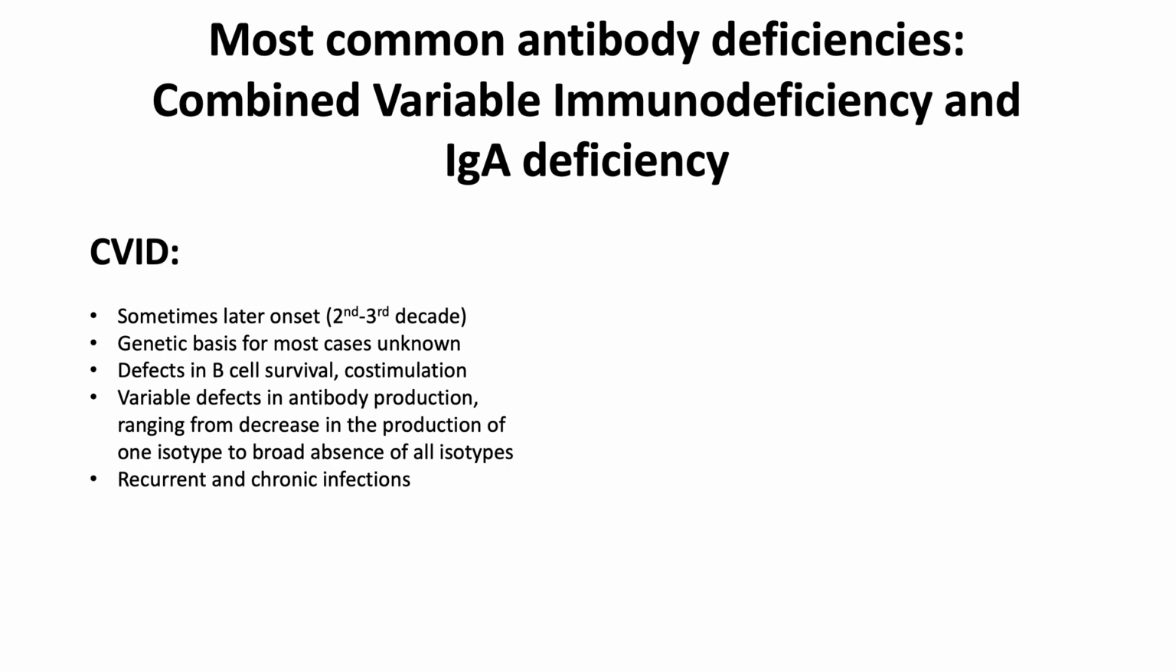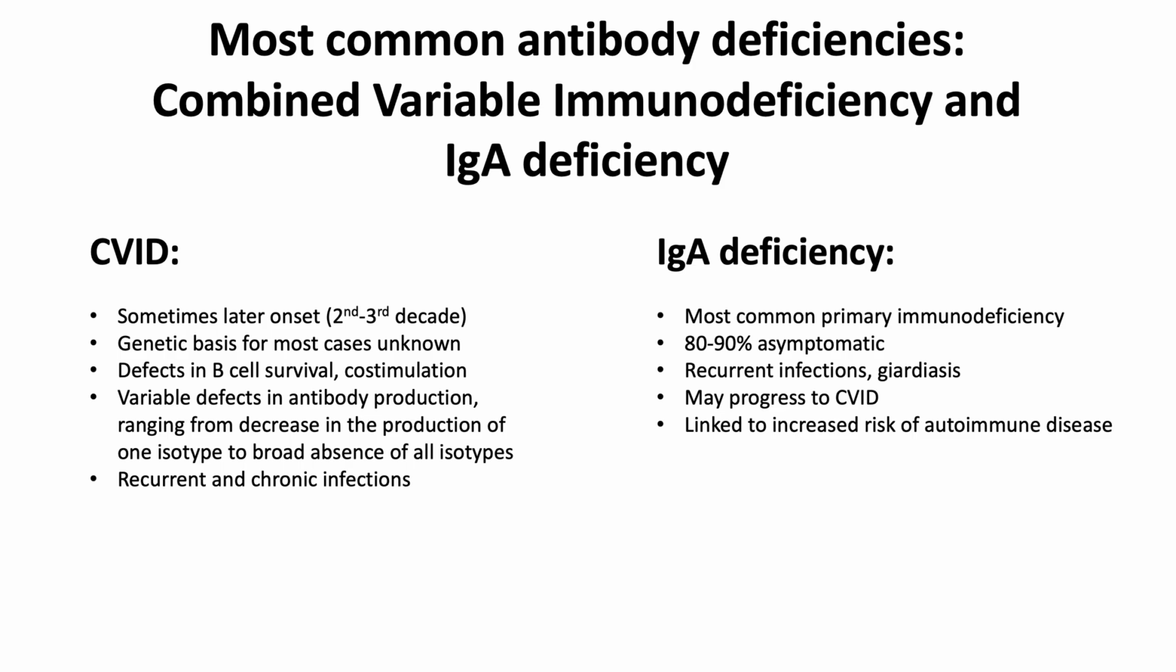recurrent and chronic infections. IgA deficiency is the most common primary immunodeficiency, and in fact, 80 to 90% of people with this deficiency are asymptomatic. But if you are symptomatic, this can result in recurrent infections, chronic diarrhea, for example, giardiasis, and this is a disease that can progress to CVID and also is linked to an increased risk of autoimmune disease.